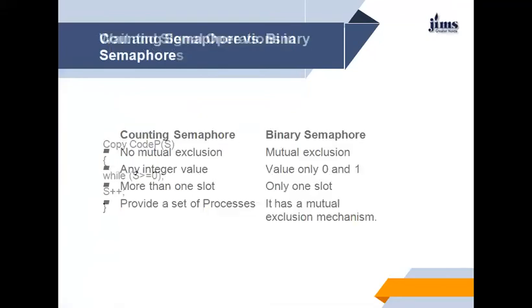The difference between the counting semaphore and the binary semaphore: in the counting semaphore, no mutual exclusion is there, but in the binary semaphore, mutual exclusion is there. The counting semaphore can have any integer value, but in the binary semaphore, only two values can be taken, that is 0 and 1. In the counting semaphore, more than one slot is there, and in the binary semaphore, only one slot is there. The counting semaphore provides a set of processes, while the binary semaphore has a mutual exclusion mechanism.